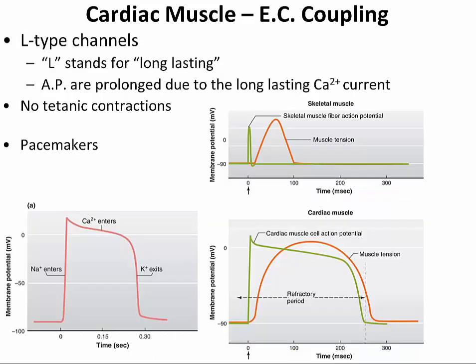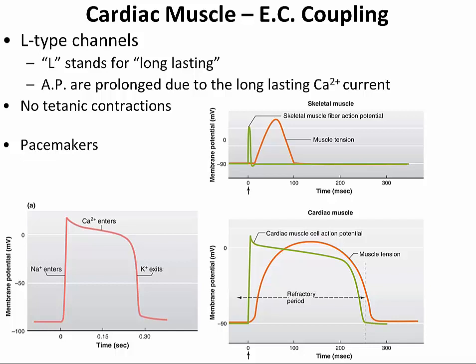The last topic that we want to cover related to cardiac muscle is how L-type channels prevent tetanic contractions in cardiac muscle cells. L stands for long-lasting, and these channels that allow calcium to rush into the cell following depolarization take a long time to close. The end result of this is the following.